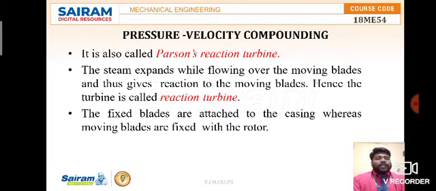The steam expands while flowing over the moving blades and thus gives reaction to the moving blades. Hence it is called a reaction turbine. As I explained, steam enters the moving blades, with the reaction given by the fixed blades. Fixed blades are attached to the casing, whereas moving blades are fixed to the rotor. This we have already seen in the impulse turbine also. Fixed blades will always be attached to the casing, and moving blades will be attached to the rotor.